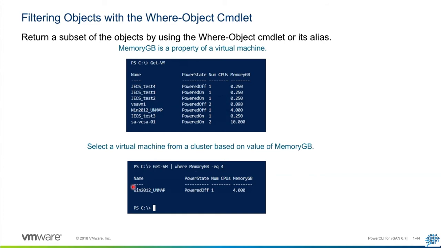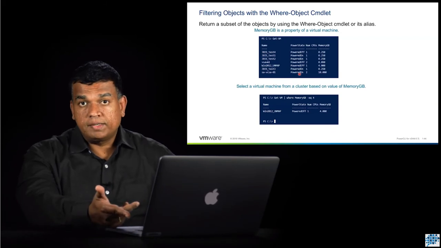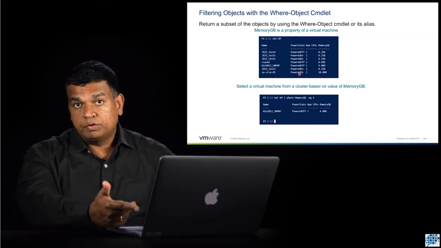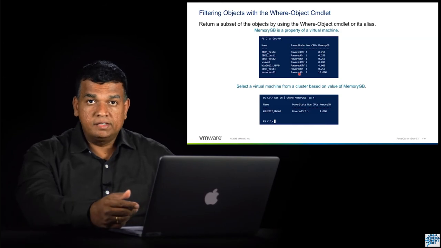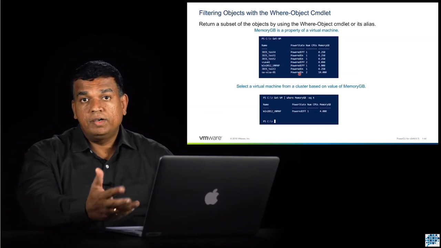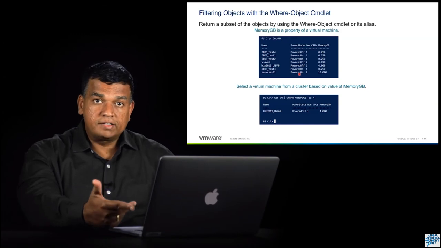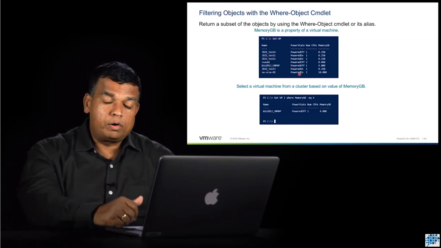So in my environment, I have this virtual machine called Win2012_unmap, and this is the only virtual machine which is assigned 4 gigs of memory. So basically this is a way of filtering out your data. So you can filter it using any of the properties like CPU count or the name of the virtual machine, or maybe which datastore it is placed on. Using that property you can filter down the data, which is going to be very important when we start writing scripts and creating reports in PowerCLI.